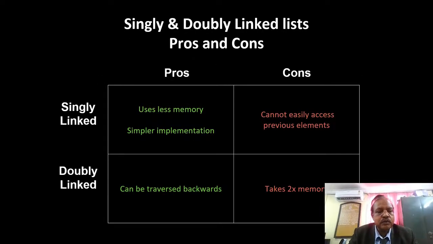What is the pros and cons? If you can see, the singly linked list uses less memory. That is the pro in a singly linked list. But in doubly linked list, it can traverse backwards. Also, singly linked list travels in one direction, but in doubly linked it can go in both the directions. Then what is the con? It cannot easily access previous elements. In case of singly linked list, we cannot access the previous nodes. The other thing is that the doubly linked list con is that it takes twice the memory. See what is the memory it takes for singly linked list, twice the memory it consumes.